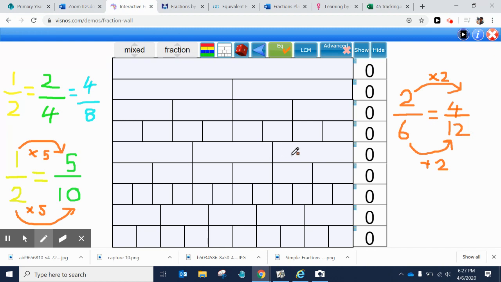I'm going to check it using this fractions wall. So now I need to find the bar that's split into 6 equal parts for my sixths, which is here. Colour in 2 of them. So I've got 2 sixths, and I want to know if that's equivalent to 4/12. That's what I've said. 1, 2, 3, 4. And you can see it takes up the exact same amount of space. So remember, when you're finding equivalent fractions, whatever you do to the top, you must do to the bottom.